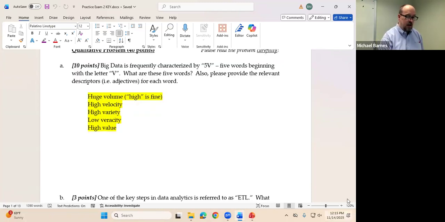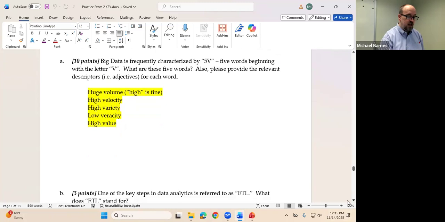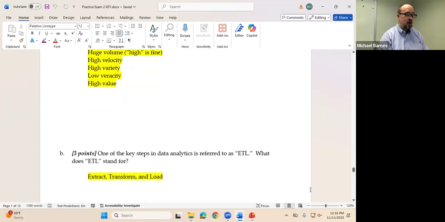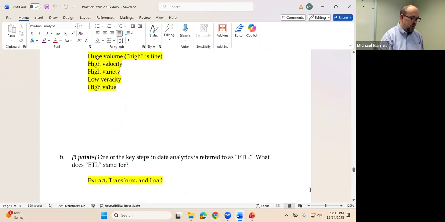Key steps in the data analytics process referred to as ETL. What does ETL stand for? What an easy question. ETL: extract, transform, and load. I like to call this data cleaning and data validation, but this is a much more appropriate term. So you need to know each of those items, what those represent.